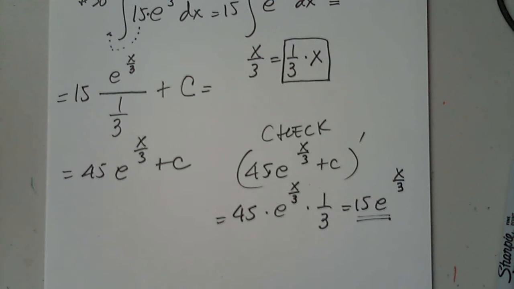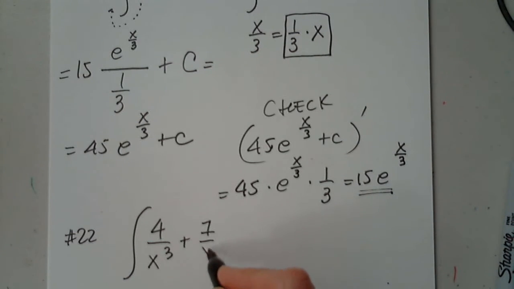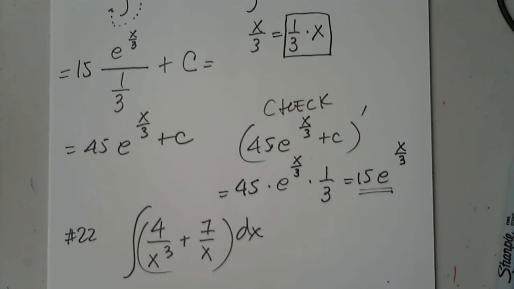Next. Let's work on another one. And then let's look at our problem. 22. Let's look at 22. Perfect pick. 22. The indefinite integral of 4 over x cubed plus 7 over x dx. Perfect pick. Thank you.